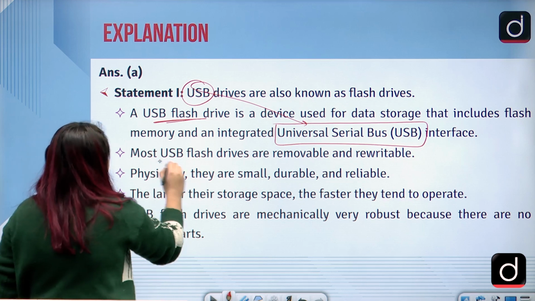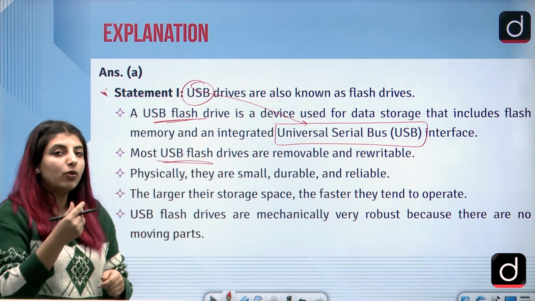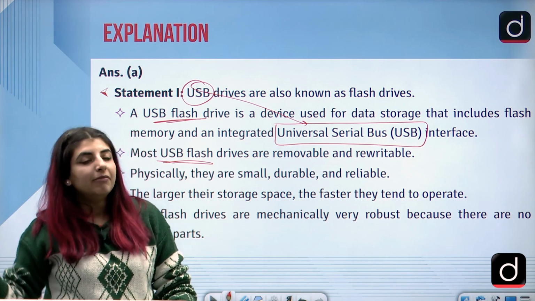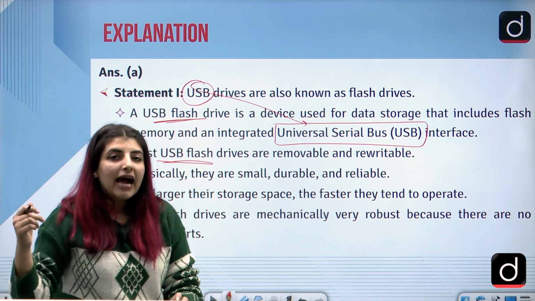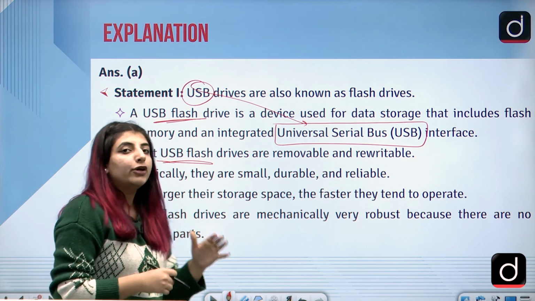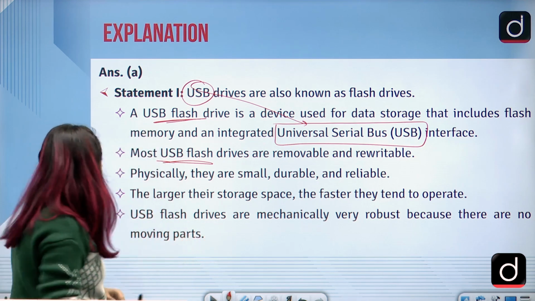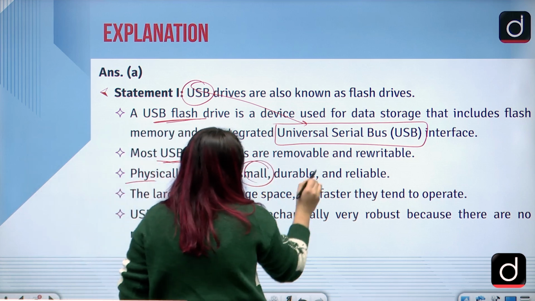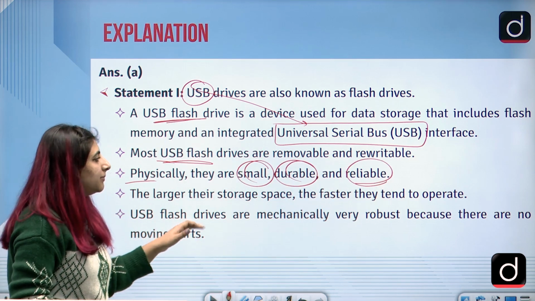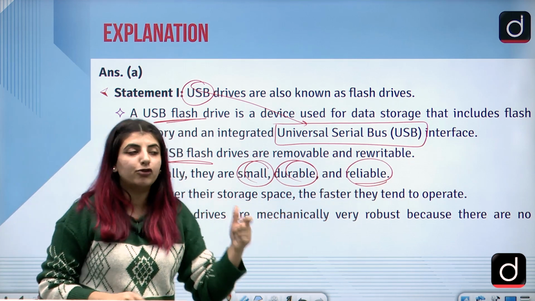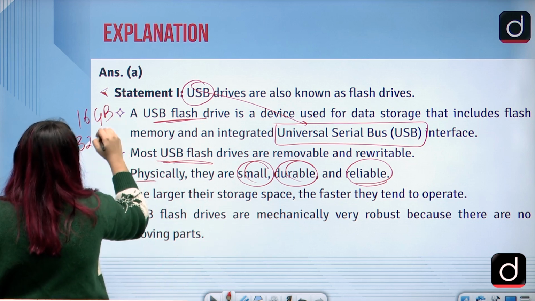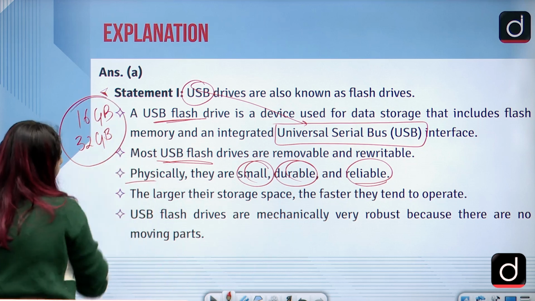Most USB flash drives are removable and rewritable. So using the pen drive, you can take certain images from your laptop and transfer them to some other laptop or computer. And even if you have taken them from some other person, you can transfer them onto your own computer through the usage of the USB. Physically, they are small, durable and reliable. The larger their storage space, the faster they tend to operate. So a 16 GB pen drive, a 32 GB pen drive, etc. The larger the space, the faster they operate.